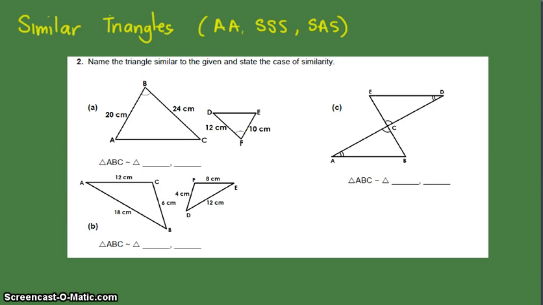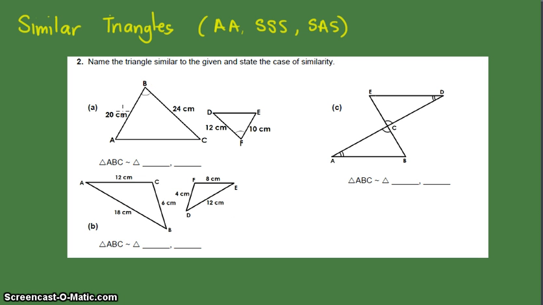Okay, so here are some examples on identifying similar triangles. Although it says here we just name the triangle similar to the given and state the case of similarity, I just want to use these examples to have a deeper understanding of how we really determine if two triangles are similar. Keep in mind that for two triangles to be similar, you have to satisfy AA, SSS, or SAS.